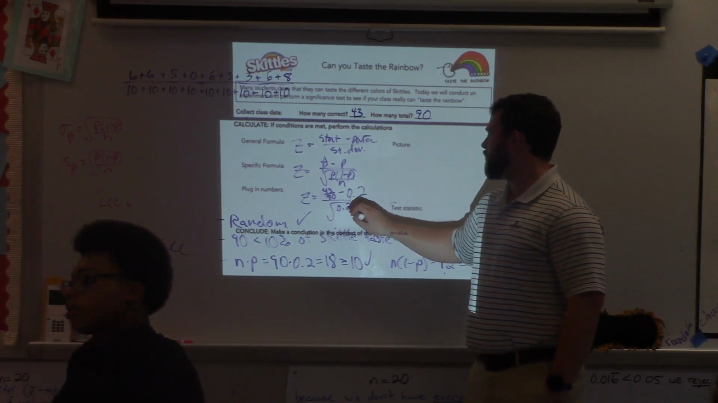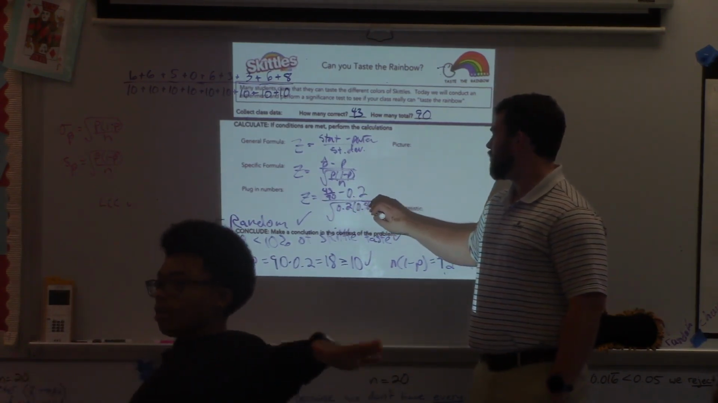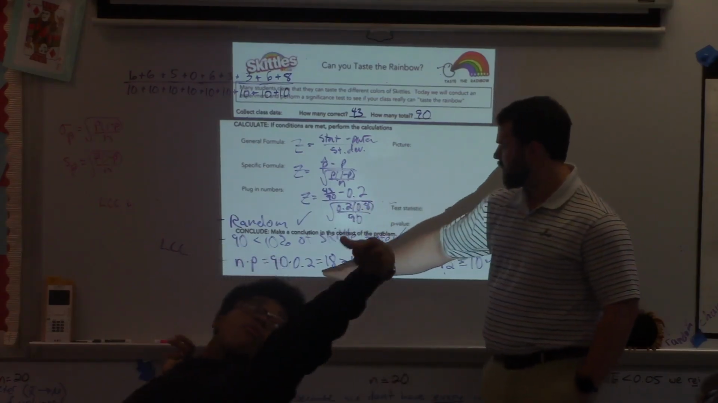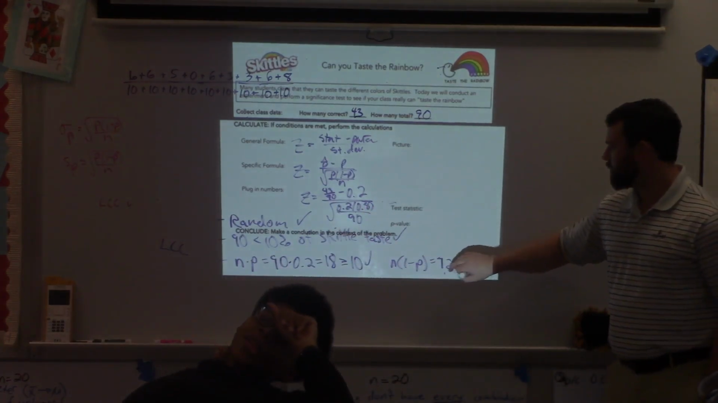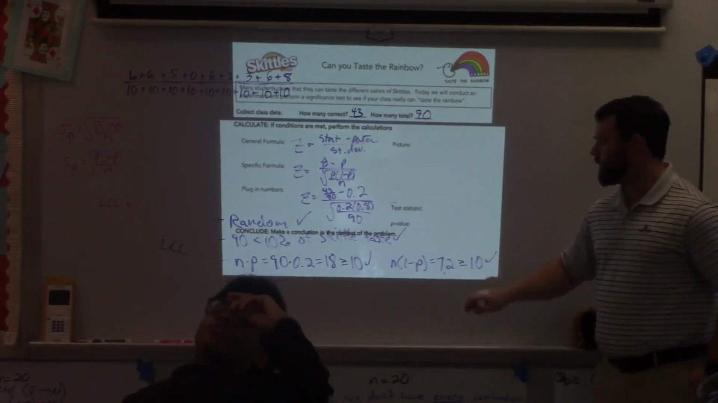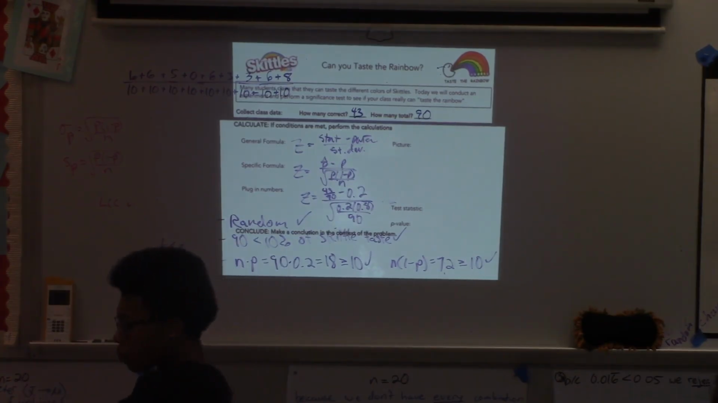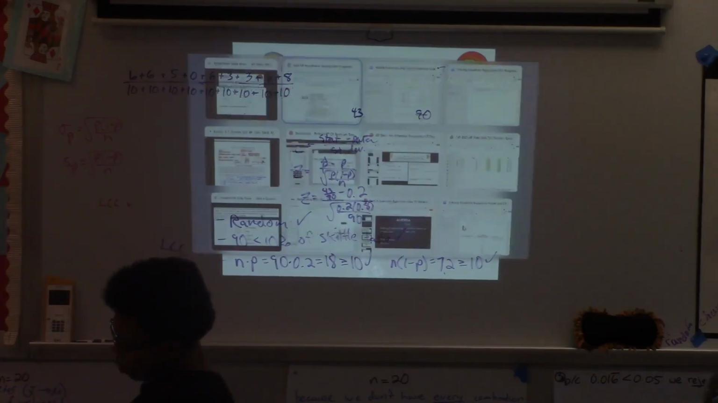What is that number next to it? 72. The expected number of failures would have been 72. 18 successes, 72 failures. 90 times 0.8. Now, once again, I'm not doing this by hand.